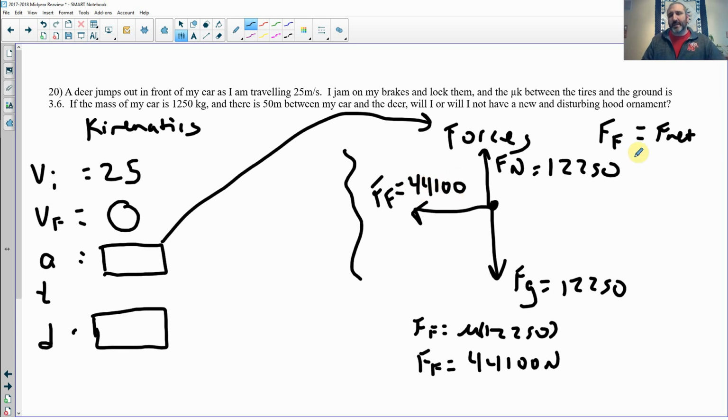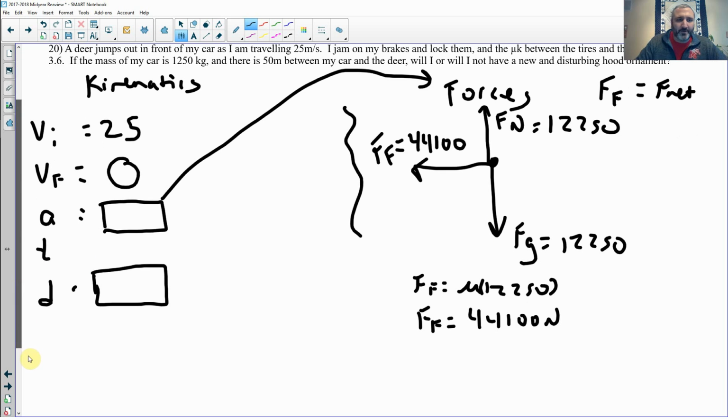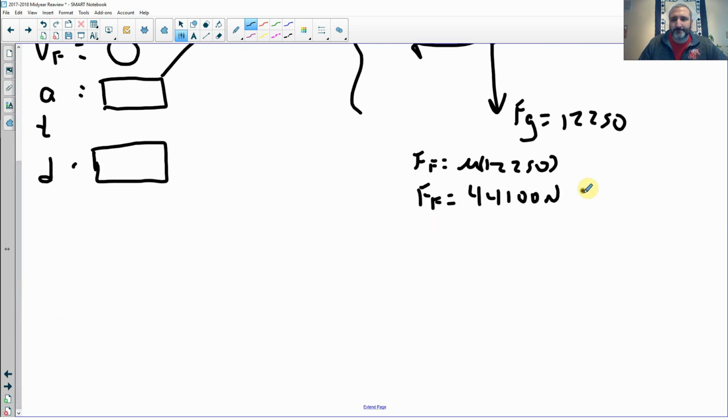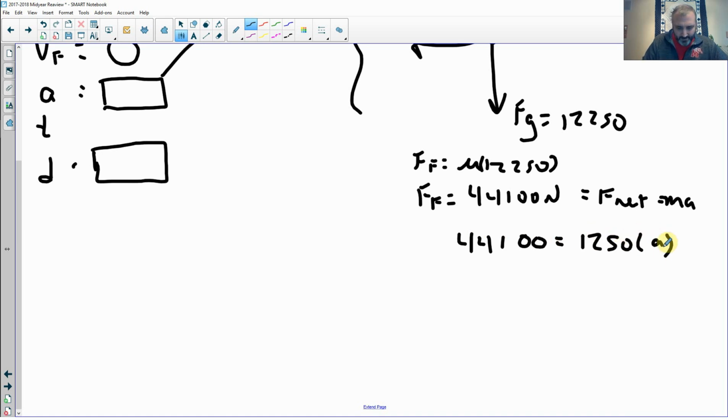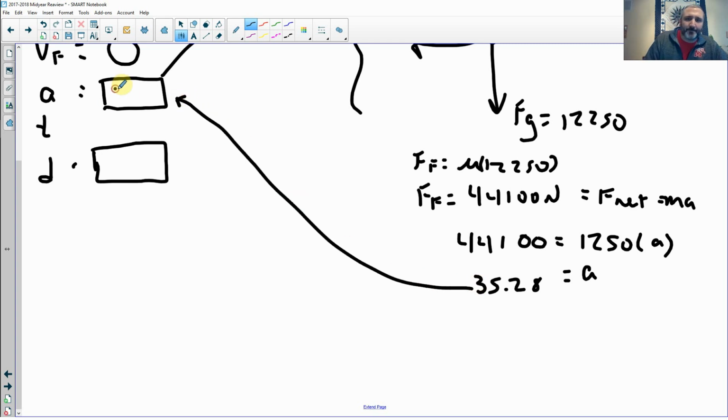That equals F net, which equals MA. So 44,100 newtons, I hope that makes sense. So 44,100 equals the mass, which is 1250, times the acceleration. So let's divide that by 1250. That should be an acceleration of 35.28 meters per second squared, which can go there.